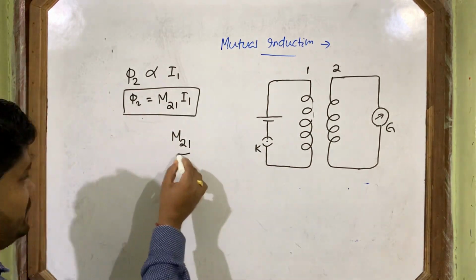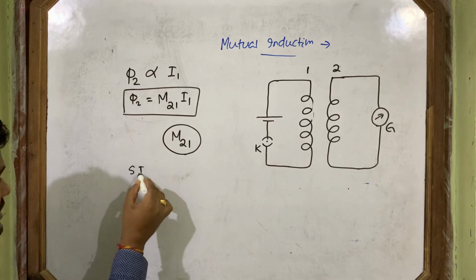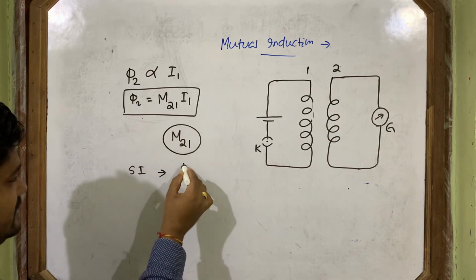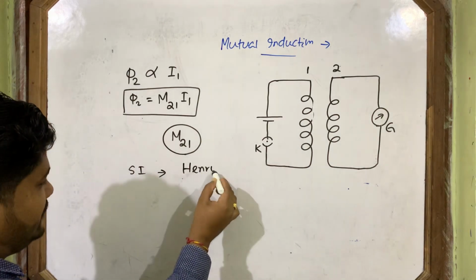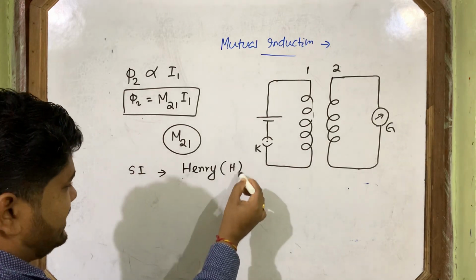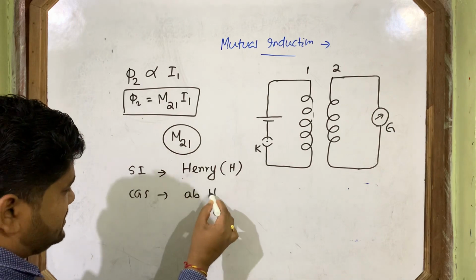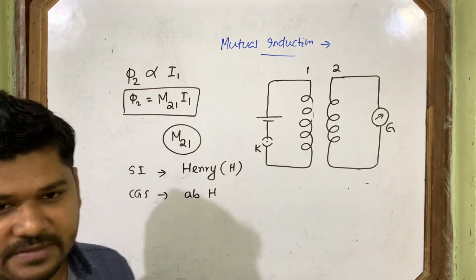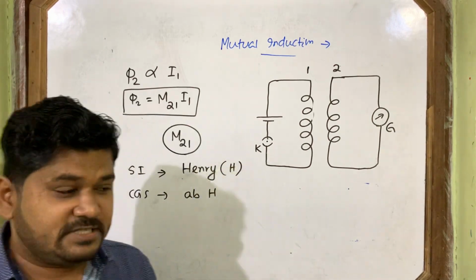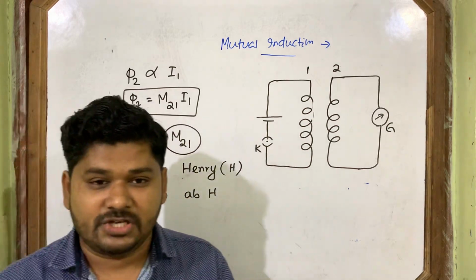And if I tell you the SI unit of M21, same as self-induction, that is Henry, and the CGS unit is also the same as self-induction. Units and dimensions, everything are the same as self-induction.